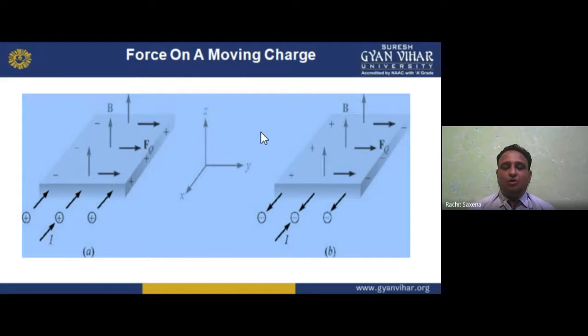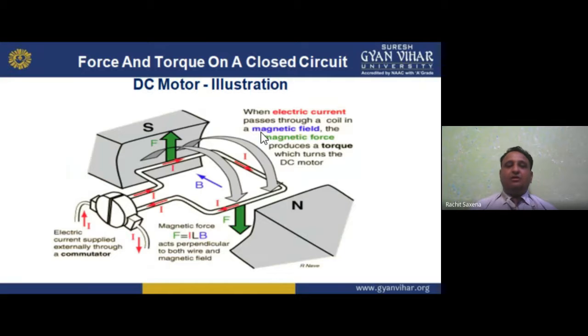Okay, my dear students, I hope you understand. Now, force and torque in a closed circuit. So it is an illustration.